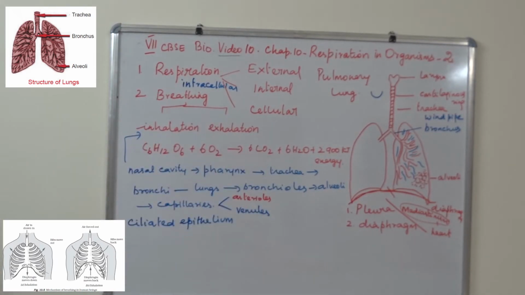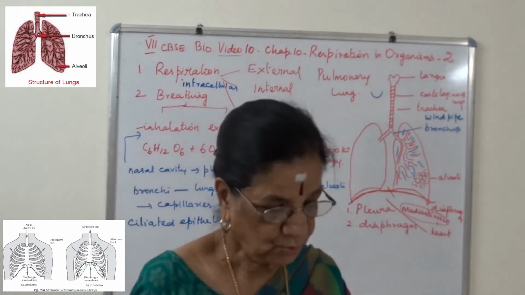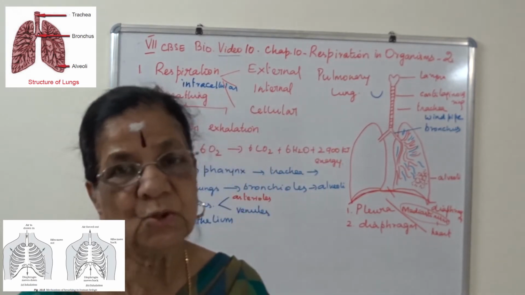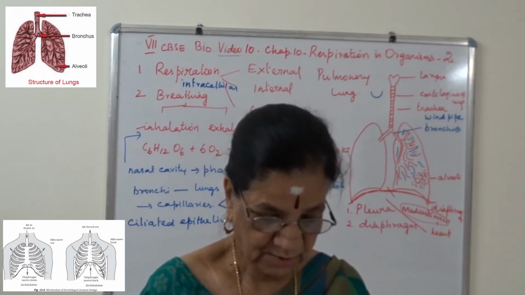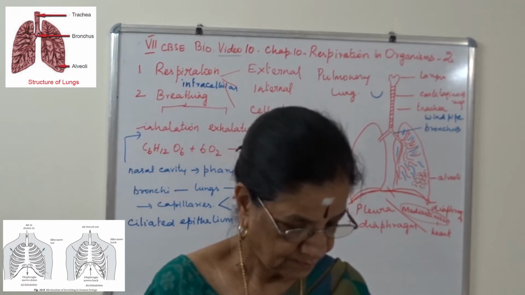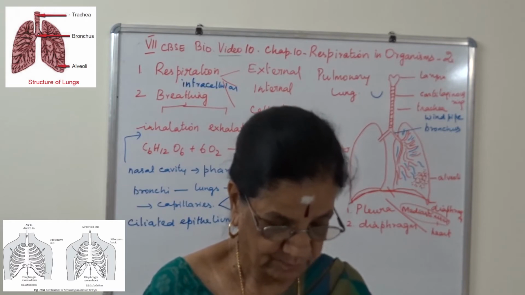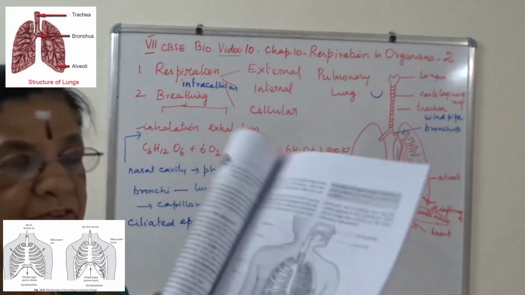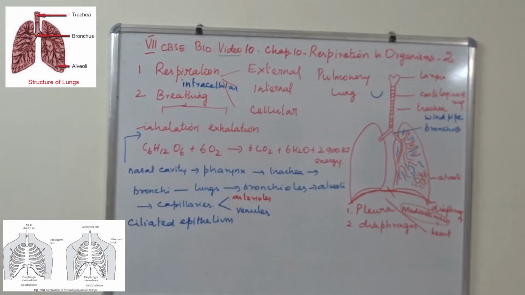And then in our textbook it is said about the structure of lungs. I just refer to 2-3 books so that you can understand still better. See here, the structure of lungs, human respiratory system. This is given in our book, page 112. Are you clear? So this is the structure of lungs.